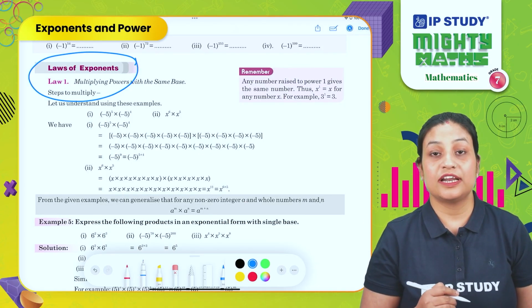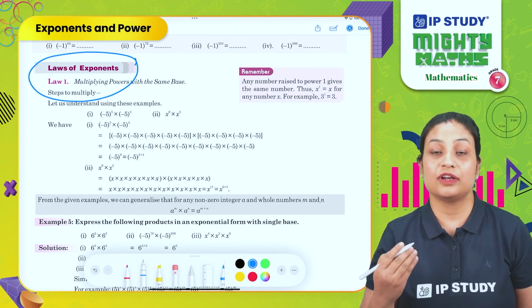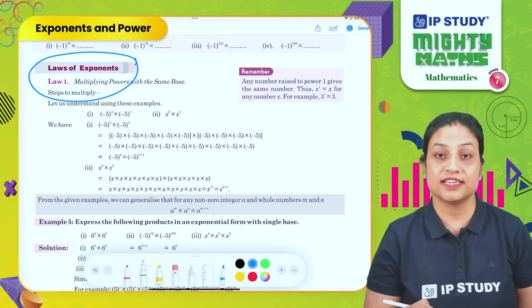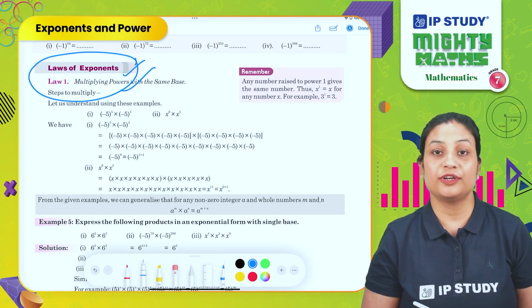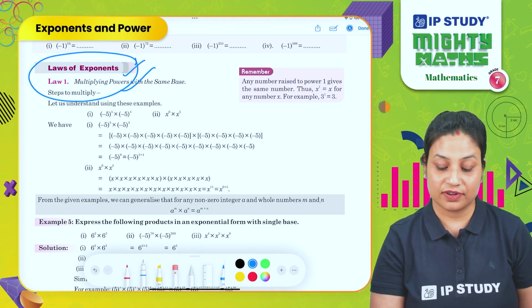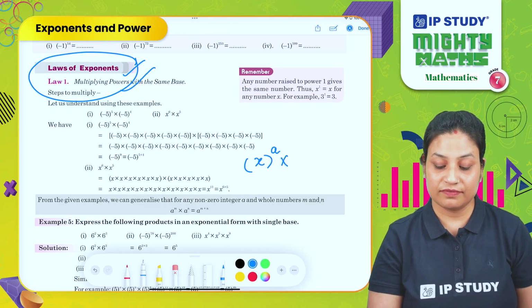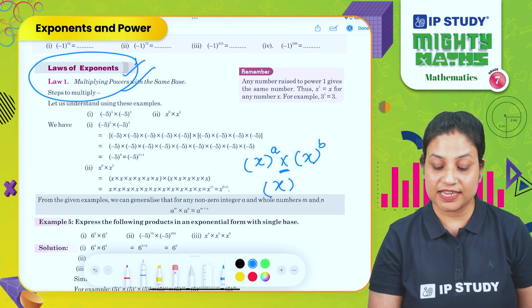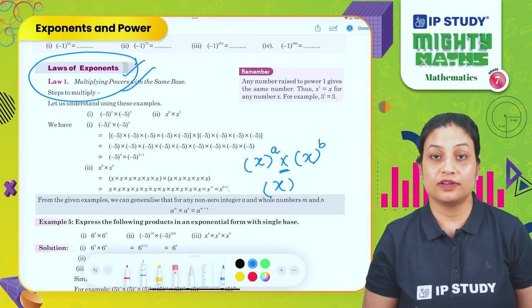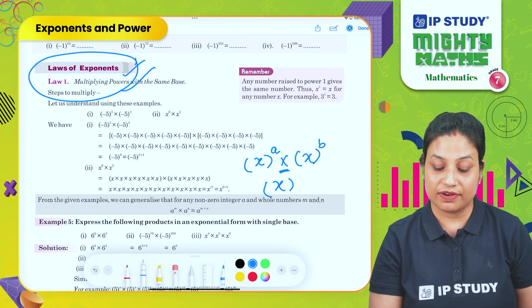So here, let me tell you the laws of exponents one by one. Let's discuss the first rule, multiplying powers with the same base. Suppose we have a number with power a, and then with the same base we have the same number with a different power, let's say b, and we have a sign of multiplication over here. What we will do is keep the base as it is. Since we have multiplication, the powers get added. So I will write a plus b. This will be my result.